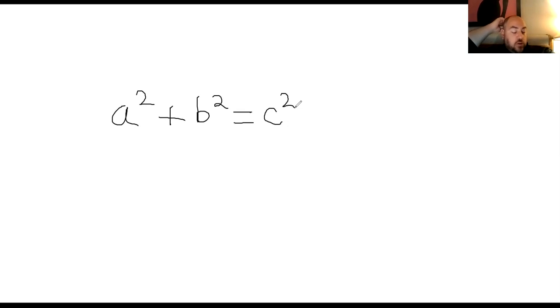If I were to use this to solve for a missing side, I'd end up with three separate equations. When we're doing this, this is a leg, this is a leg, and this is the hypotenuse.